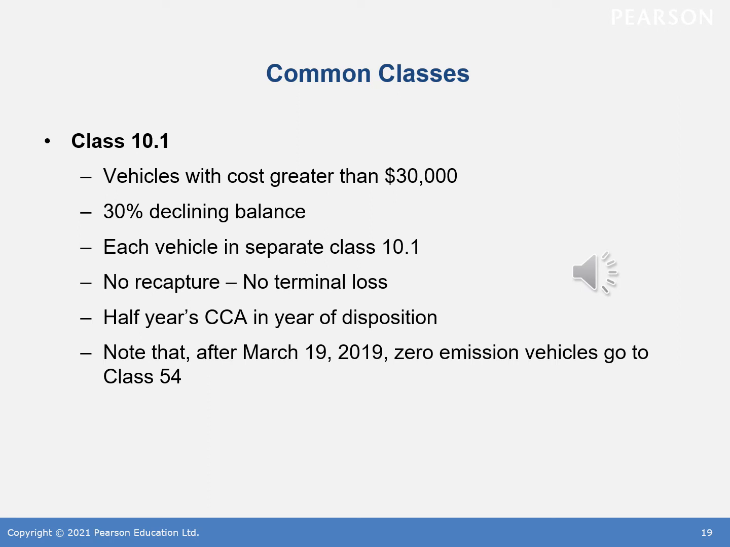Class 10.1 is for vehicles greater than $30,000 in value. It's a 30% declining balance, just like Class 10, except there's a maximum amount of $30,000 being allowed to be capitalized. Every vehicle in this class has to be a separate Class 10.1. There's no recapture. However, you're allowed to claim half a year CCA in the year of disposition.